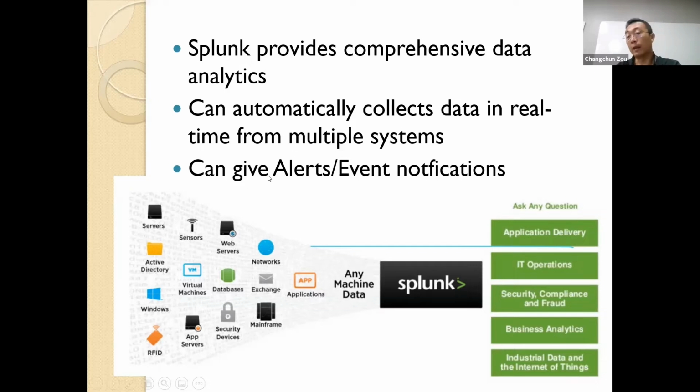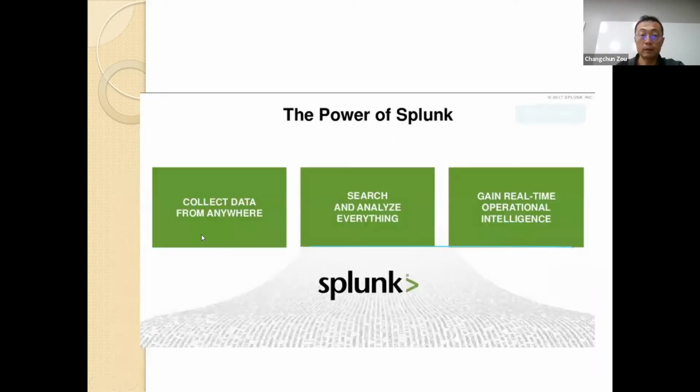It can also be configured. IT staff can set predefined thresholds. Whenever something goes over the predefined threshold, Splunk can send an automatic alert, like a text message, email, or other format, to inform the IT security people that a preset threshold has been triggered. So that's the basic idea.